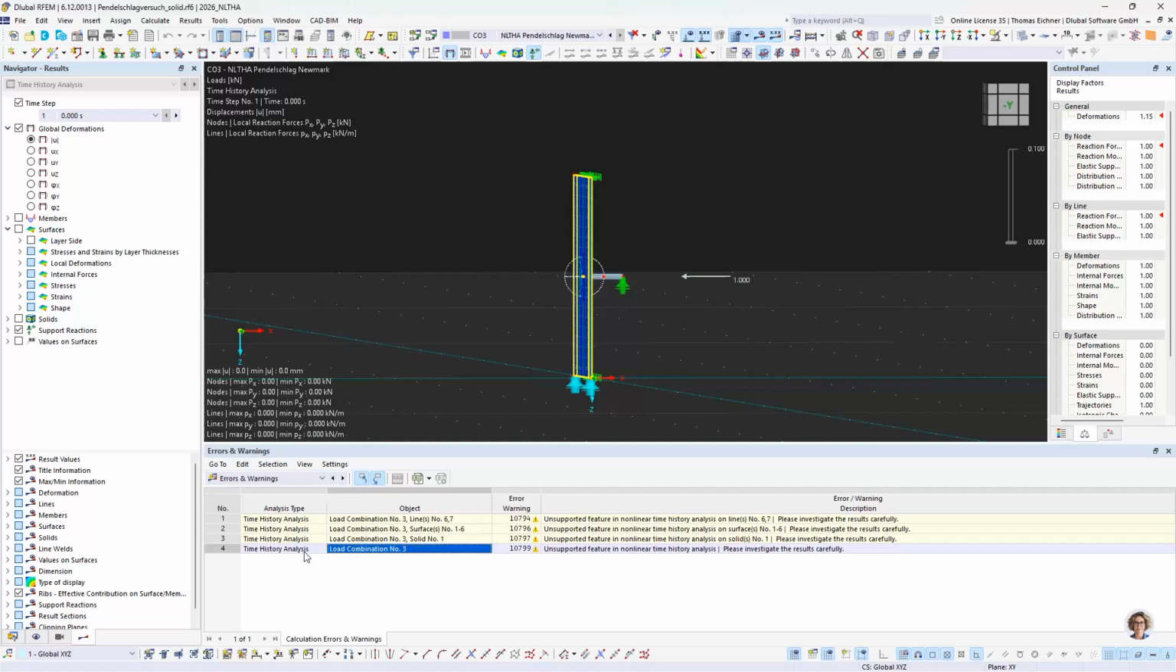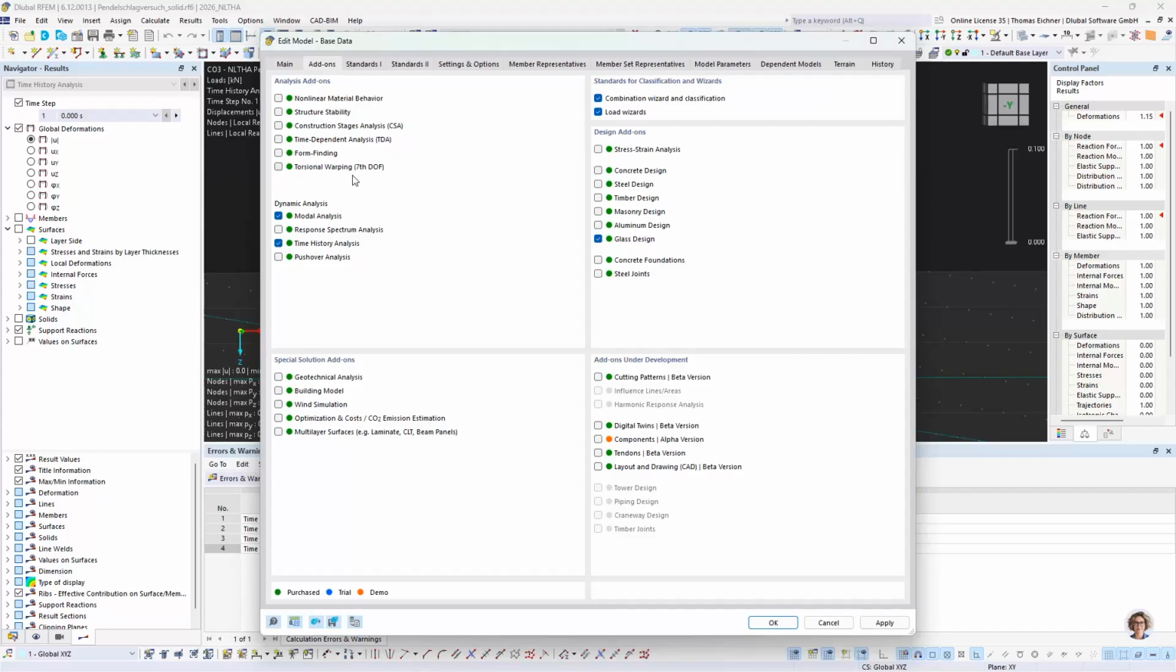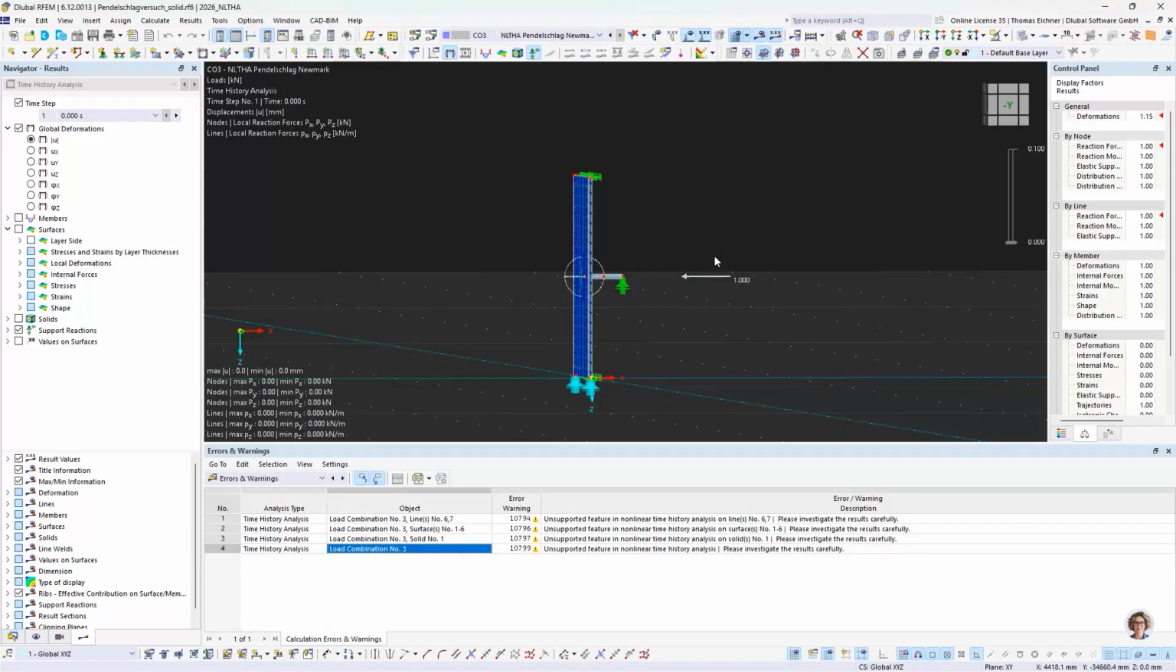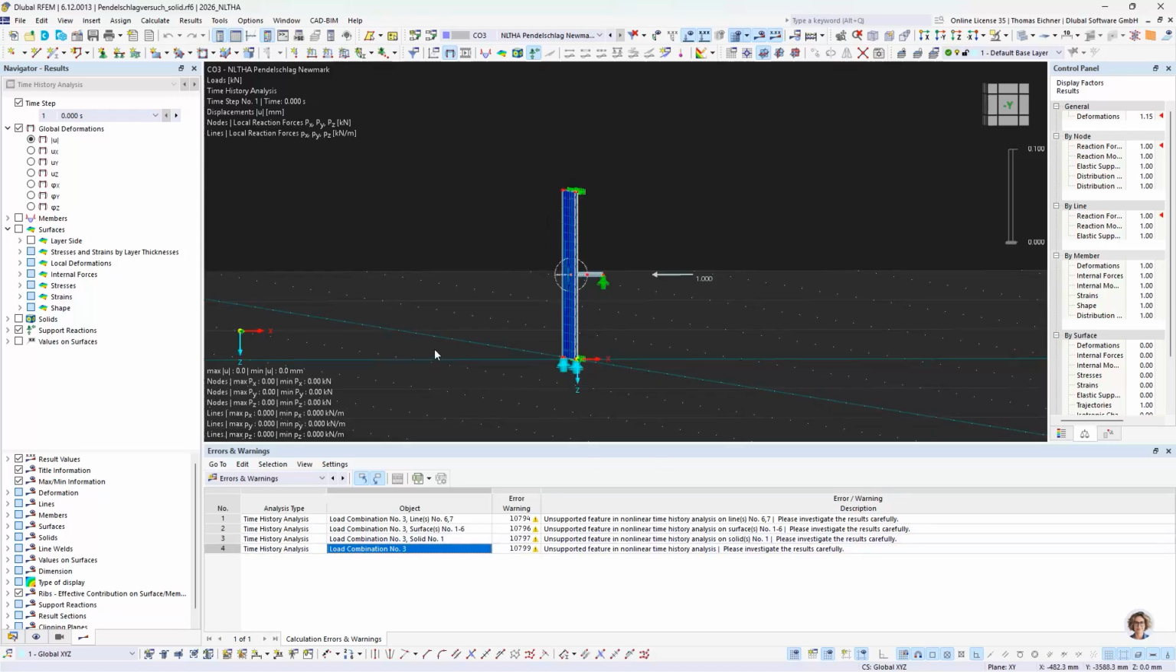Also, there are overall warnings. Imagine you are trying to use a torsional warping 7th degree of freedom with non-linear time history. Nope, that's not tested yet. I'm not sure when it's going to be tested, because that would need some new studies, I would say. So there is a lot you can combine, but please investigate it carefully.